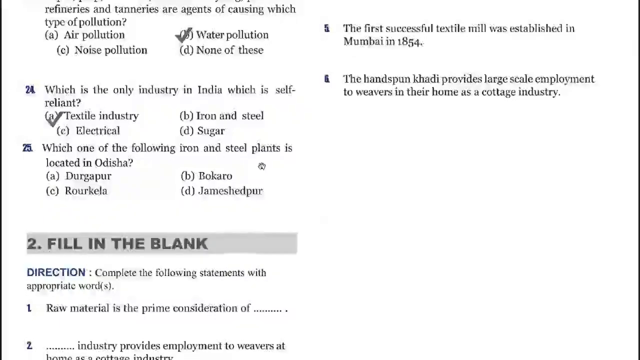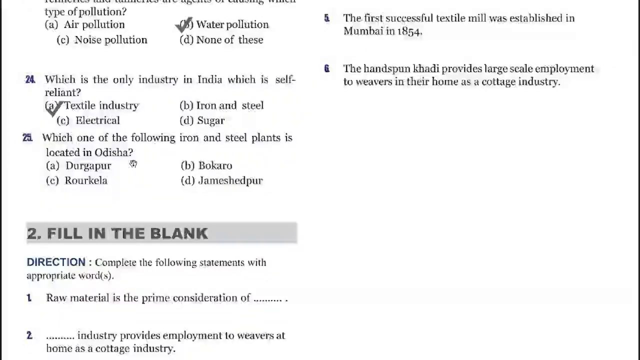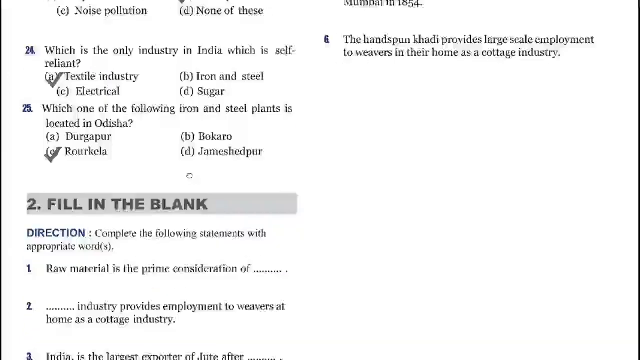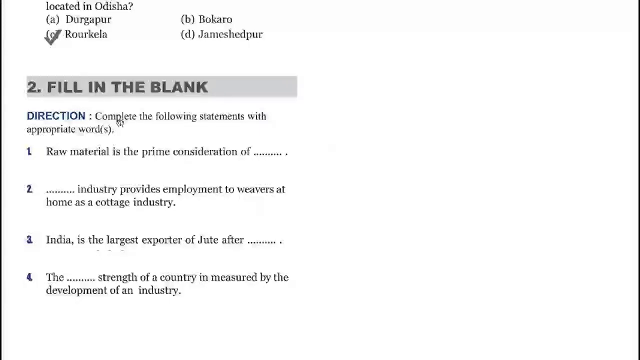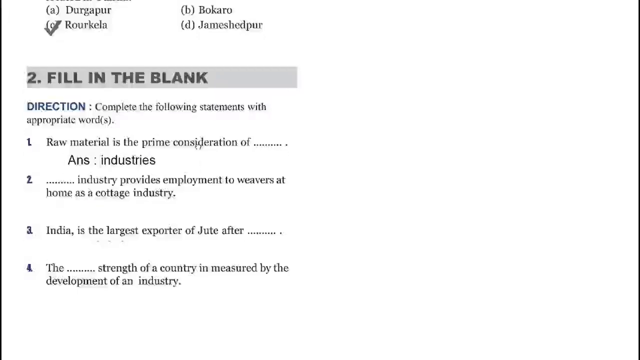Which of the following iron and steel plants is located in Odisha? Durgapur, Bokaro, Rourkela and Jamshedpur, and its correct answer is option C, Rourkela. Now fill in the blank questions. Raw material is the prime consideration of dash. Just think about the answer, and its answer is industries.